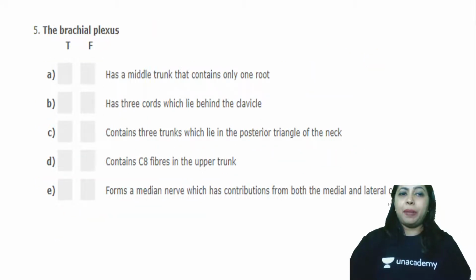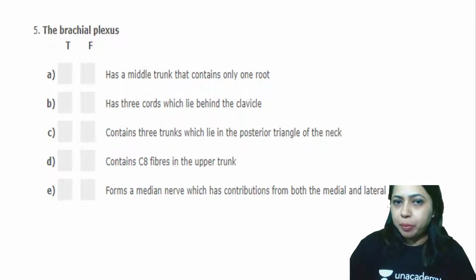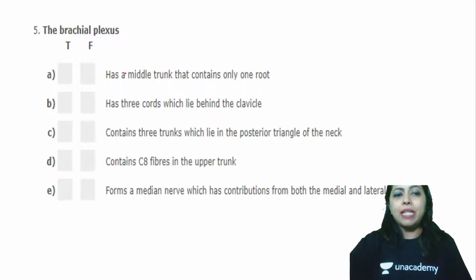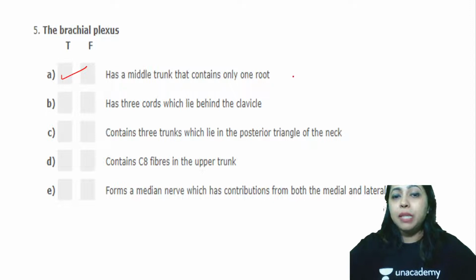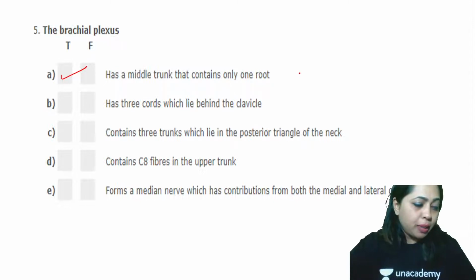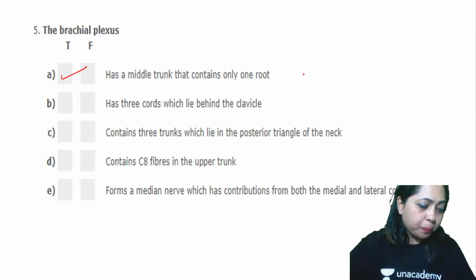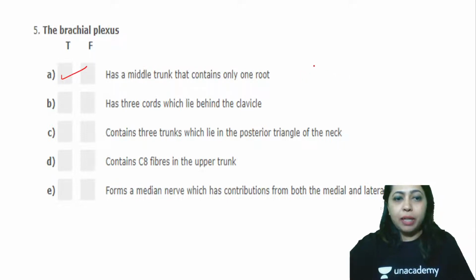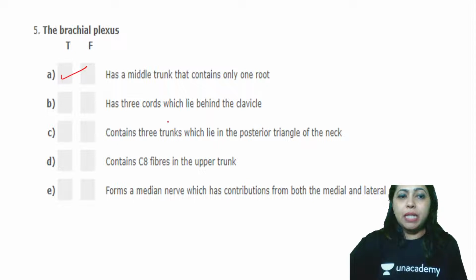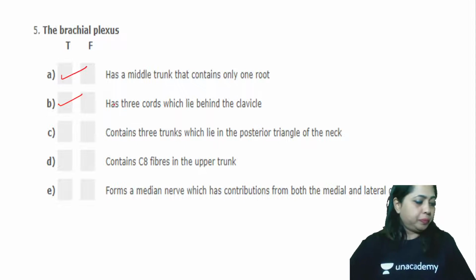Next one, the brachial plexus. Now we are again talking about the brachial plexus. It has a middle trunk that contains only one root. Correct. That is from the C7. Next, it has three cords which lie behind the clavicle. That's also correct.